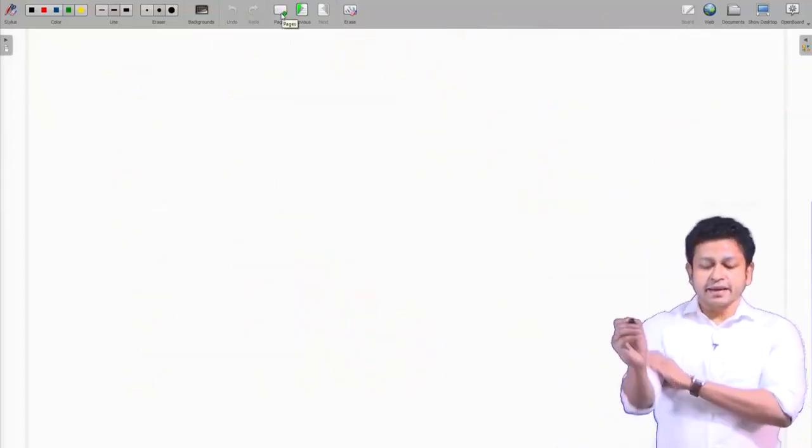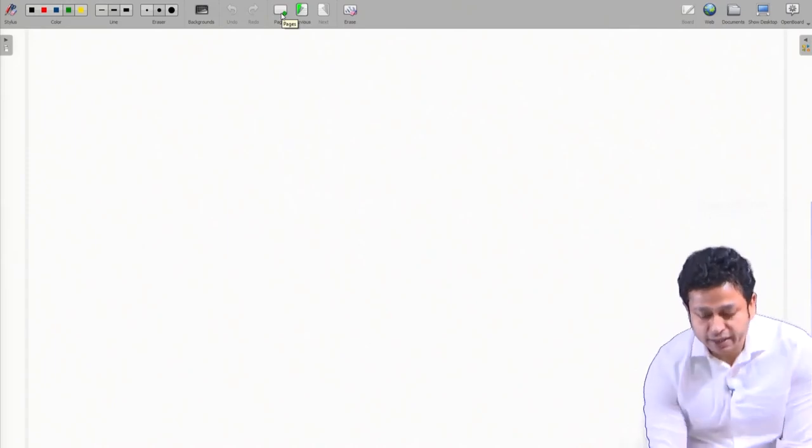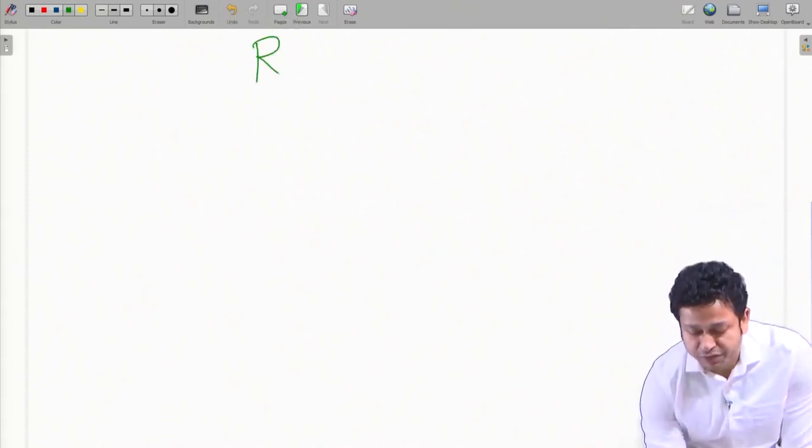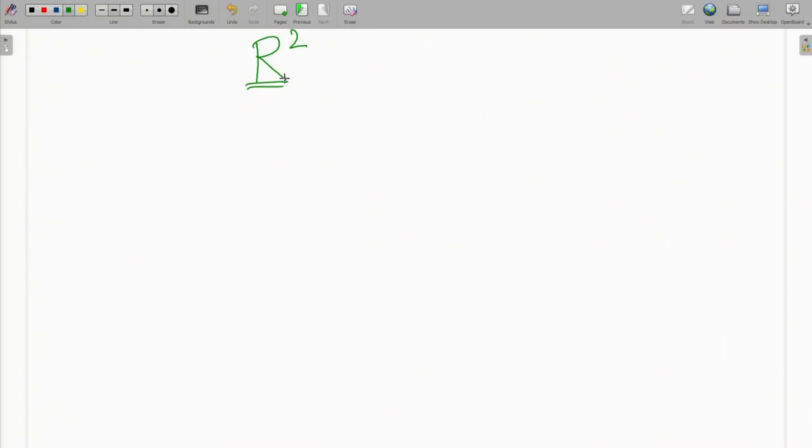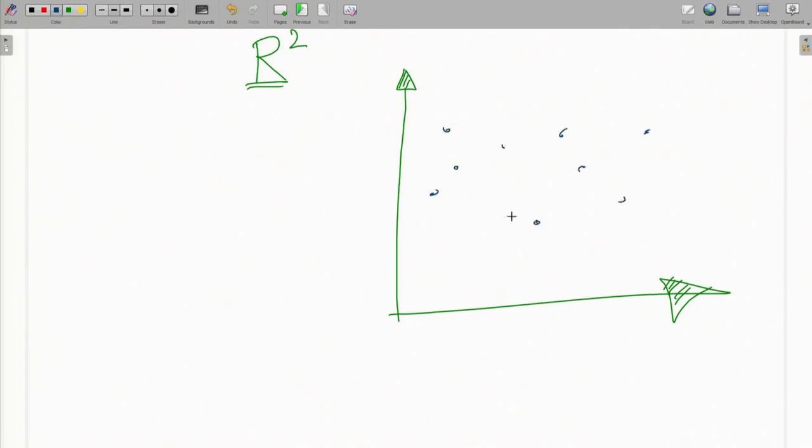When I say coefficient of determination, we simply remember that it is nothing but the R square. Now, what is R square? Let us draw something which is very common when we talk about R square. Let us say we have all these different data points scattered on this plane, and I draw a regression line, and let us say this is my regression line.